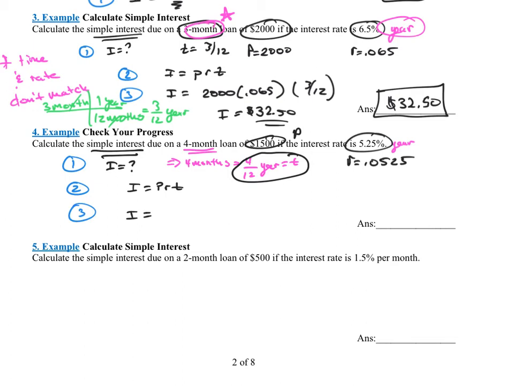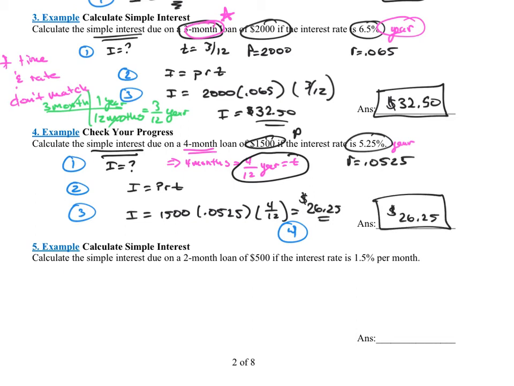Step 3, plug in the numbers. So P was 1500, R was 0.0525, and T was 4/12. Plug that into your calculator, it gives you step 4. Plugging that into the calculator, I'm getting an amount of about $26.25.